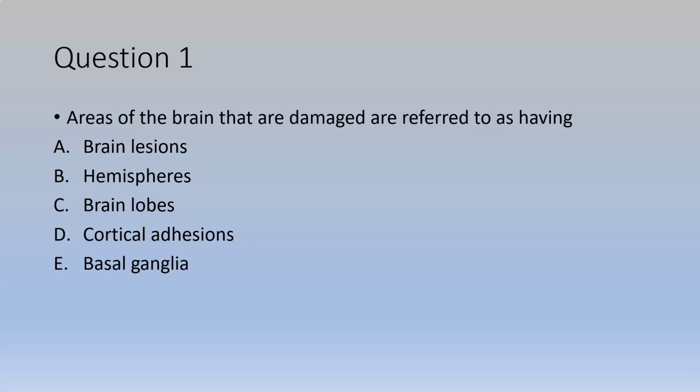Areas of the brain that are damaged are referred to as having: A, brain lesions; B, hemispheres; C, brain lobes; D, cortical adhesions; or E, basal ganglia. What I want you to do is pause the video for a moment, read the question again, and put together what you think the answer choice might be. Go ahead and pause it now.